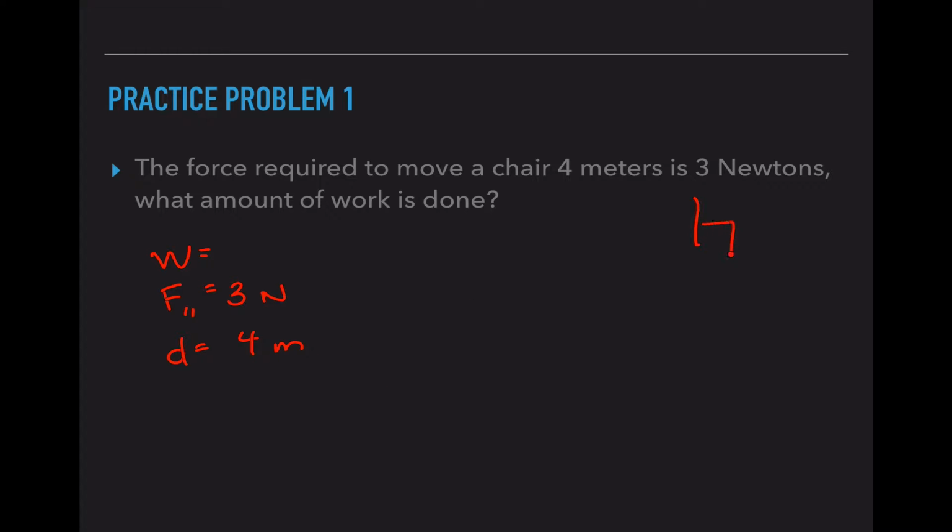Now we are assuming that if this is our chair, we are pushing it from this direction, so it is completely parallel. So work equals force parallel times distance. Work equals 3 times 4. Work is 12 joules. That's pretty simple because it's all simple multiplication, or division if you're solving for one of the other variables.